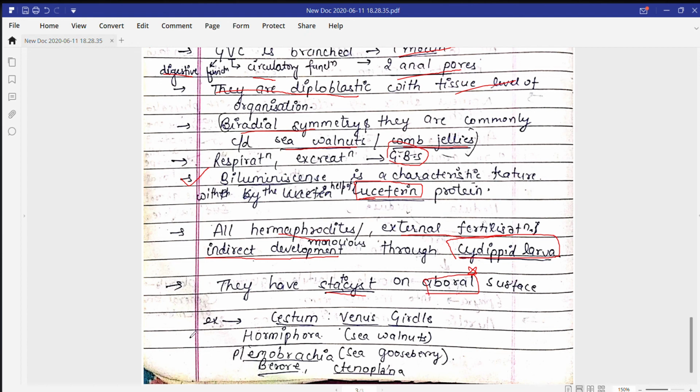A few examples of ctenophores: Cestum, common name Venus girdle. Next is Hormiphora, which we call sea walnut. Pleurobrachia, common name sea gooseberry. Beroe, which we also call nuda animals. And next is Ctenoplana. This is a very small phylum, a minor phylum.